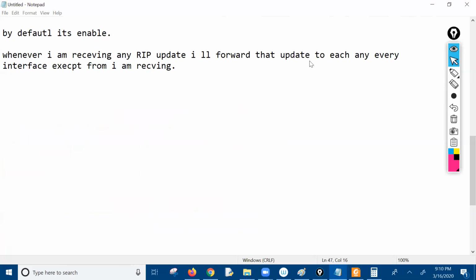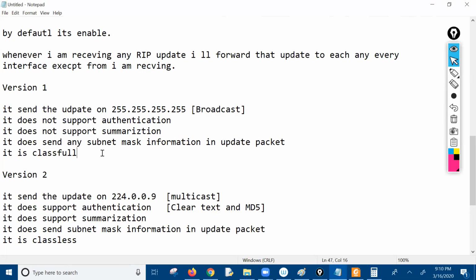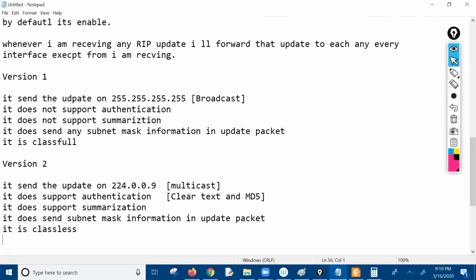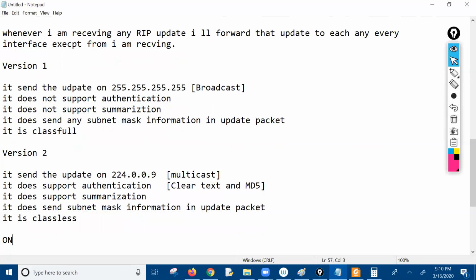Exactly right. So this one is classful, right? Because of this reason, this is classless, right? Now, one more thing is there. Classless, classful, let me write this down as a note. Classless was introduced in 1993.